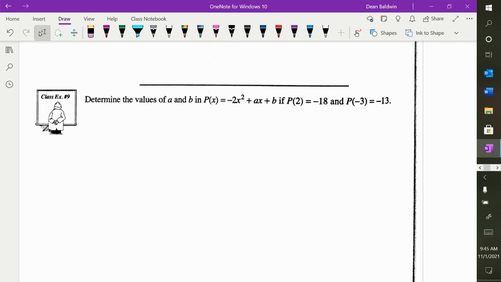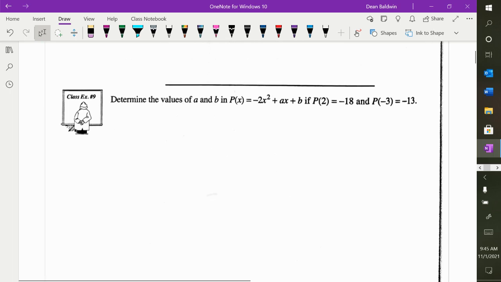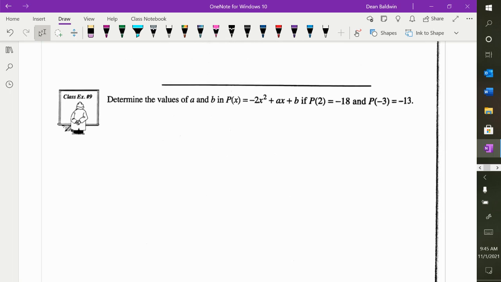If I have two unknowns and only one equation, you cannot solve for the unknowns. Okay, they have to be the same. Same rule? Yeah. Okay, so we need to make two equations. We have two pieces of information. When x is equal to 2, we get negative 18. And when x is equal to 3, we get negative 13. What do you think we're going to do? We're going to make two equations by subbing in those values.